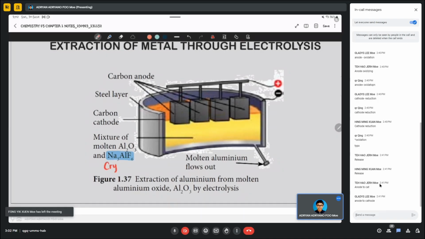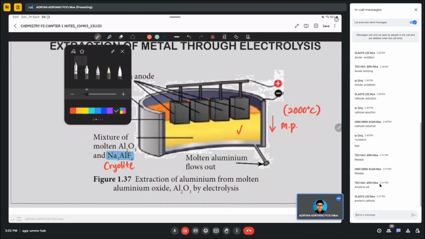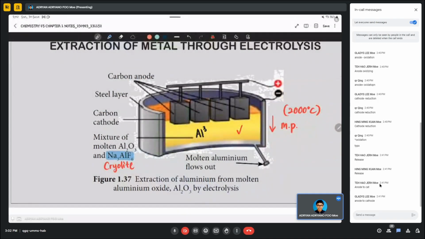Okay, this cryolite is used to reduce the melting point. I want to reduce the melting point, because its original melting point is 2000, which is too high and would use a lot of electricity. So whenever this mixture is mixed with cryolite, it exists in molten form. So I will only have Al3+ ion and O2 minus. I only have these two, Al3+ and O2 minus, only these two ions.